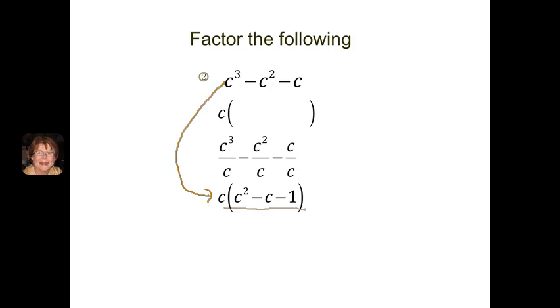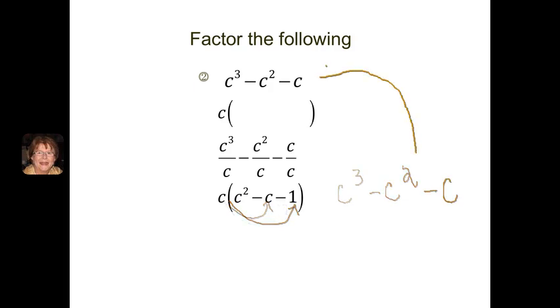I can always verify. How do I verify? I've got a C in front of the brackets. In order to verify, I simplify and I multiply C by every term. C times C squared is C cubed. C times negative C is negative C squared. And C times negative 1 is negative C. I've verified my factors are correct.